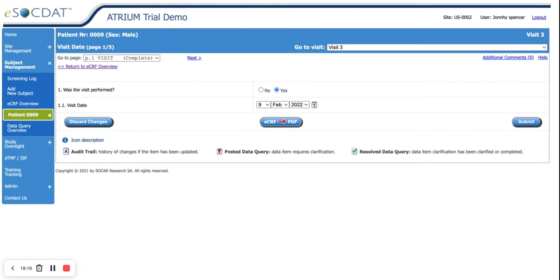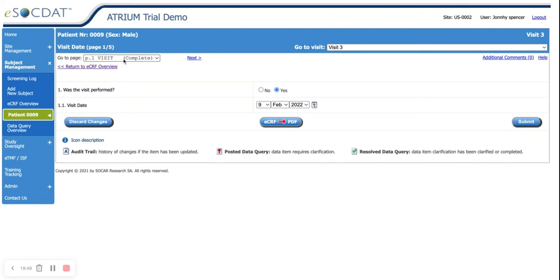Visit 3 will occur 5 days post first infusion of the study drug. Here you will record the date that the visit was performed. And please note, Visit 3 does not include a study drug infusion. This visit is research sample collection only. Here, research lab sample 1, 2, and 3 will be collected.